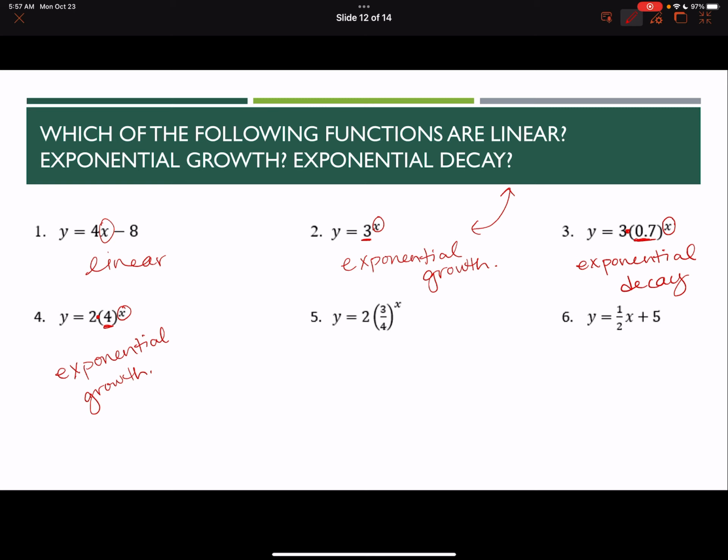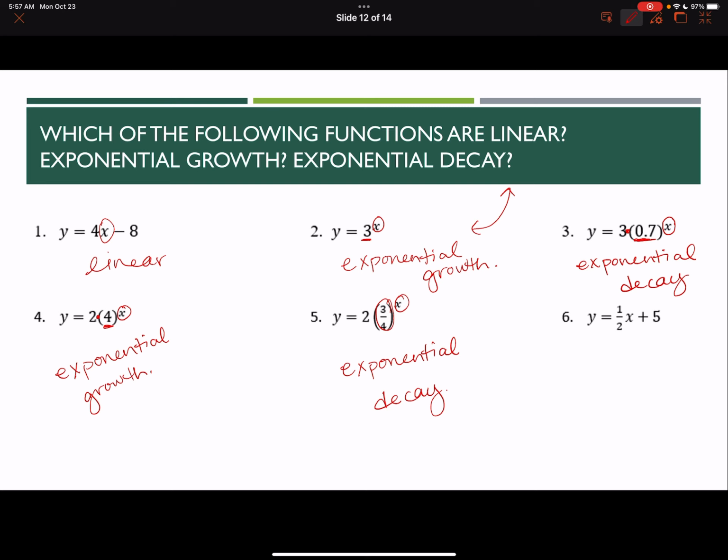Number 5, find the x. It's exponential, and the base is 3 over 4. That's less than 1, so exponential decay.